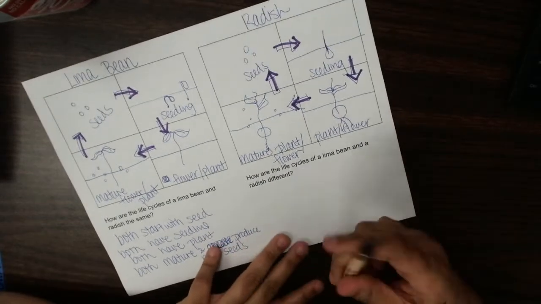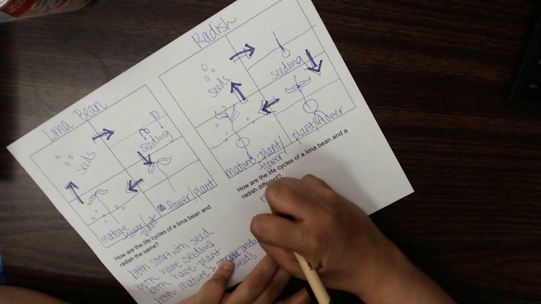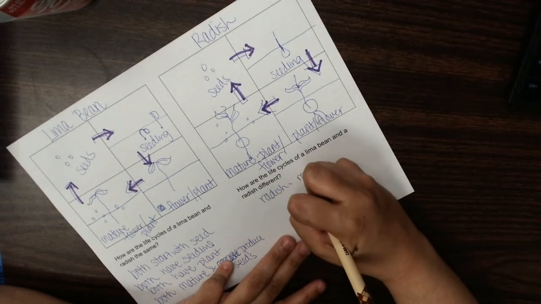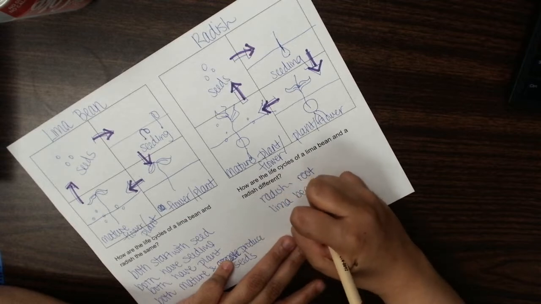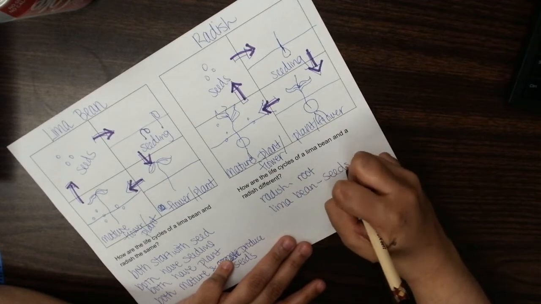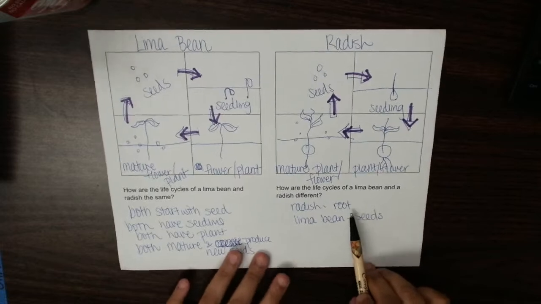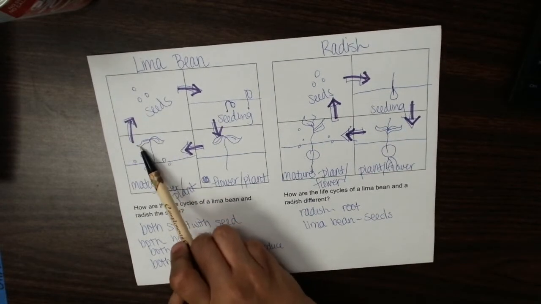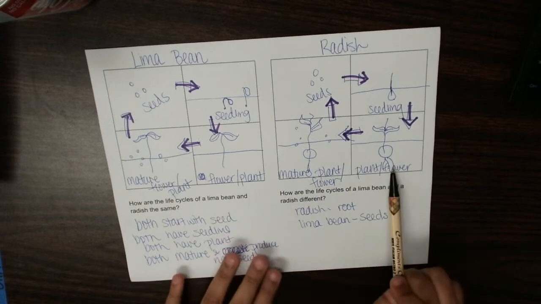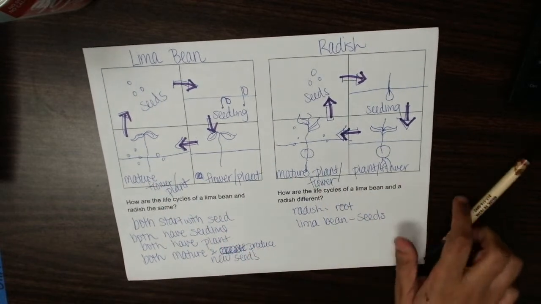All right, now how are they different? When we eat a radish, that comes from the root of the plant. When we eat a lima bean, we're actually eating the seeds of the plant, because lima beans grow up here, and that's what we're eating. If you're eating a radish, it's down here.